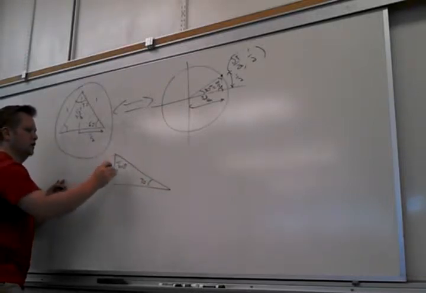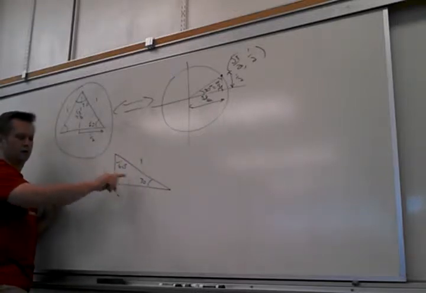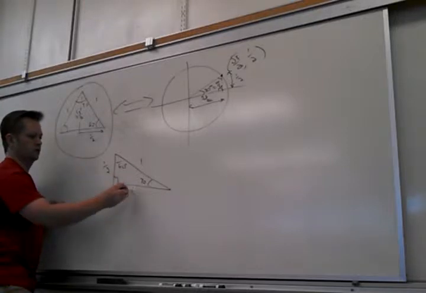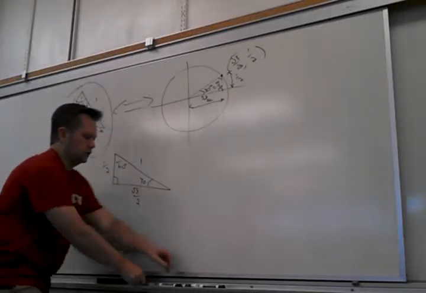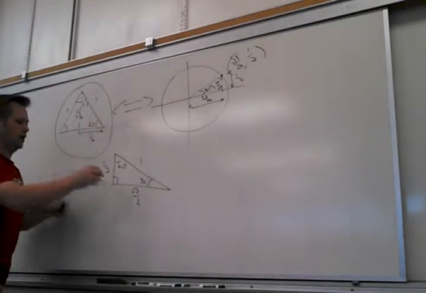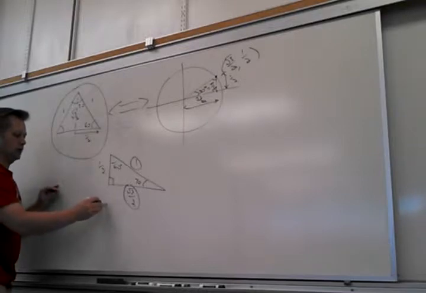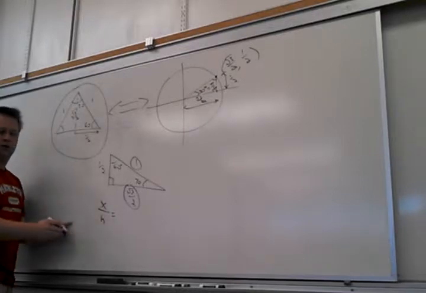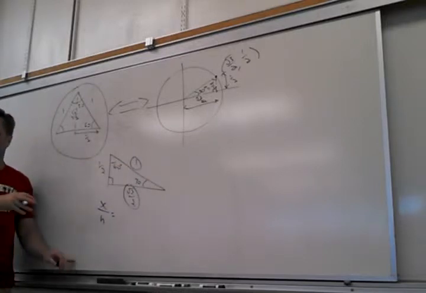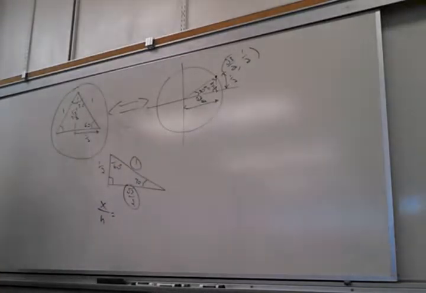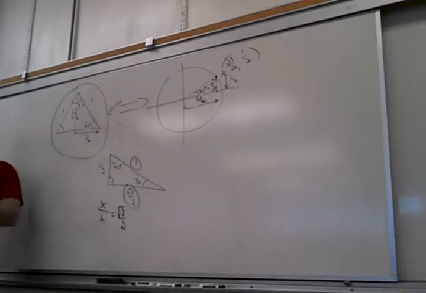So if I draw 30, 60, 90, if that's 1, this is going to be what? 1/2. And this is root 3 over 2. So what's the ratio between, let's say, the x piece and the hypotenuse? What's that ratio? Root 3 over 2 divided by 1. You guys with me? That's what I mean by ratio. Ratio of the sides. Root 3 over 2 divided by 1 is root 3 over 2.